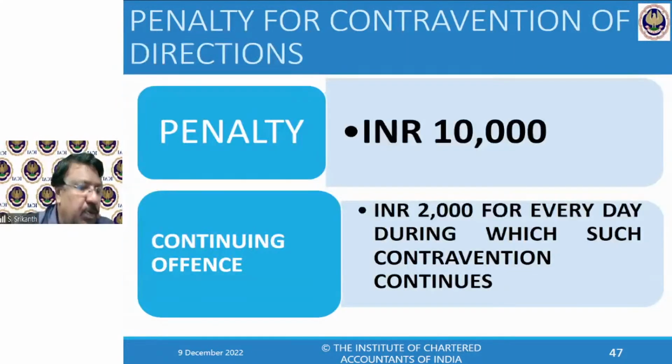When we come to export of goods, I will tell you a case study, a recent example that I have gone through. For any contravention of the directions, there is a penalty of 10,000 rupees. And as you know, if it is a continuing offense, 2,000 for every day during which the contravention continues.